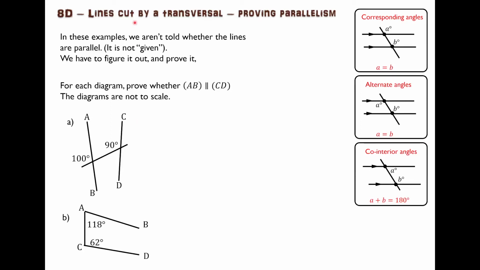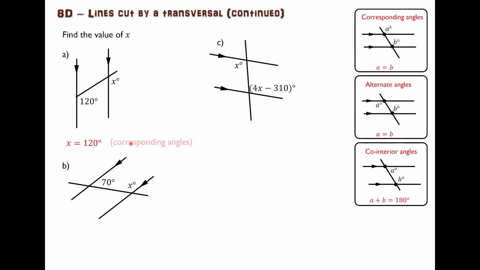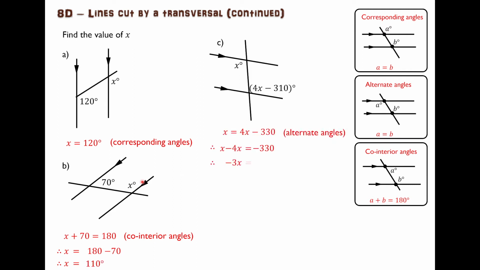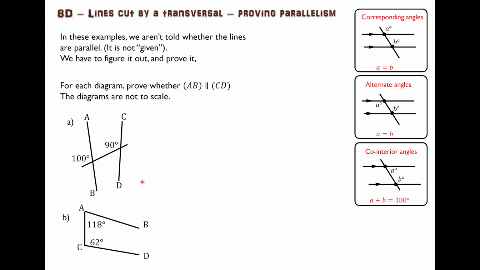We've seen that if we have two straight lines and a line crosses through them, that line is called a transversal. And before, we saw that if we're told that two lines are parallel, like with these lines, we can figure out the angle. This situation over here is different.